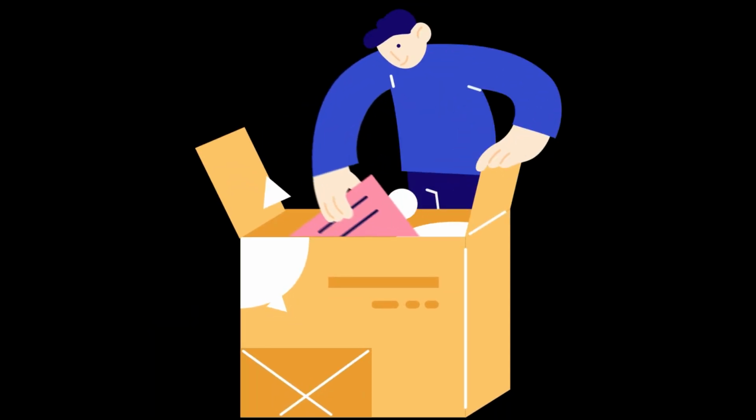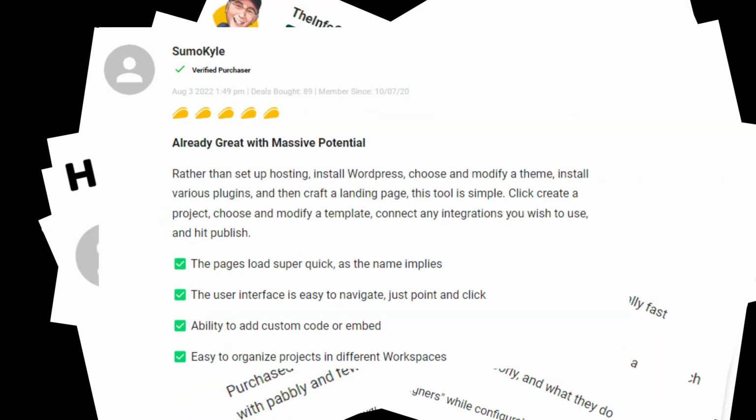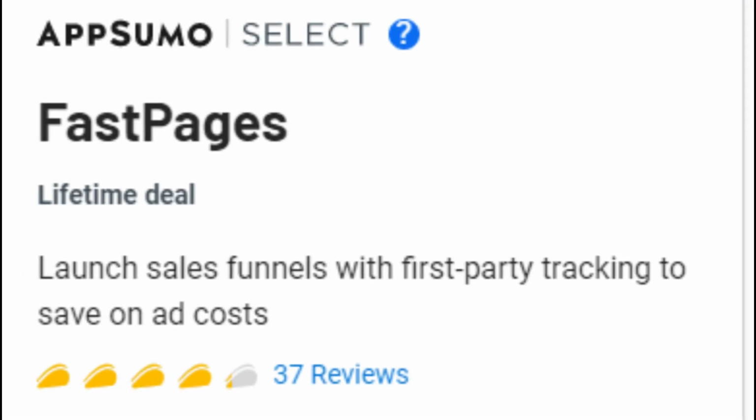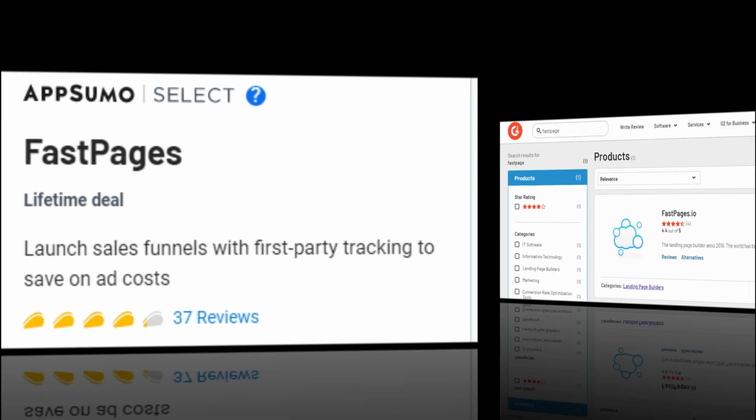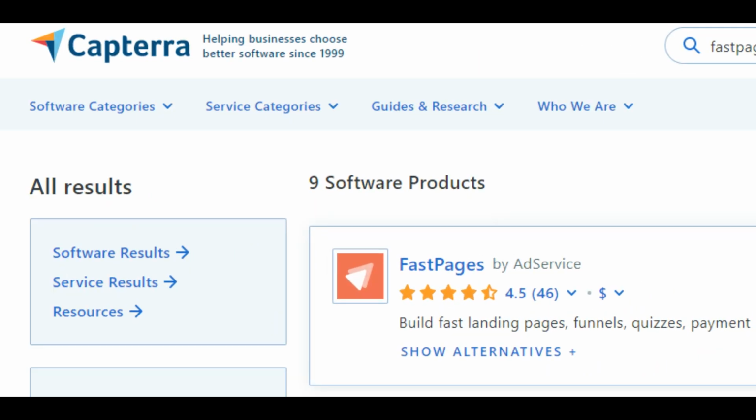Customer reviews: you will be amazed if you see their reviews. They have 37 reviews on AppSumo. G2 has only 4 reviews. And on Capterra, there are 46 reviews.